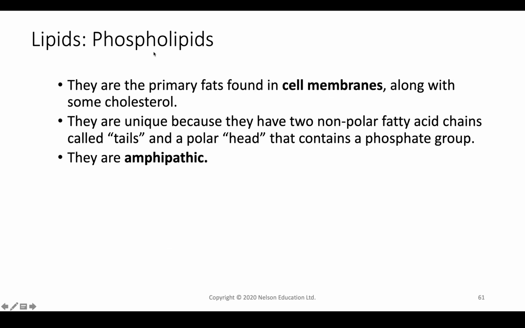And that's basically just going to be the structure of cholesterol. So let's move on to phospholipids. Phospholipids are the fats that are found in the cell membrane. Again, cholesterol can also be embedded in the cell membrane. But phospholipids are super cool because they're amphipathic.